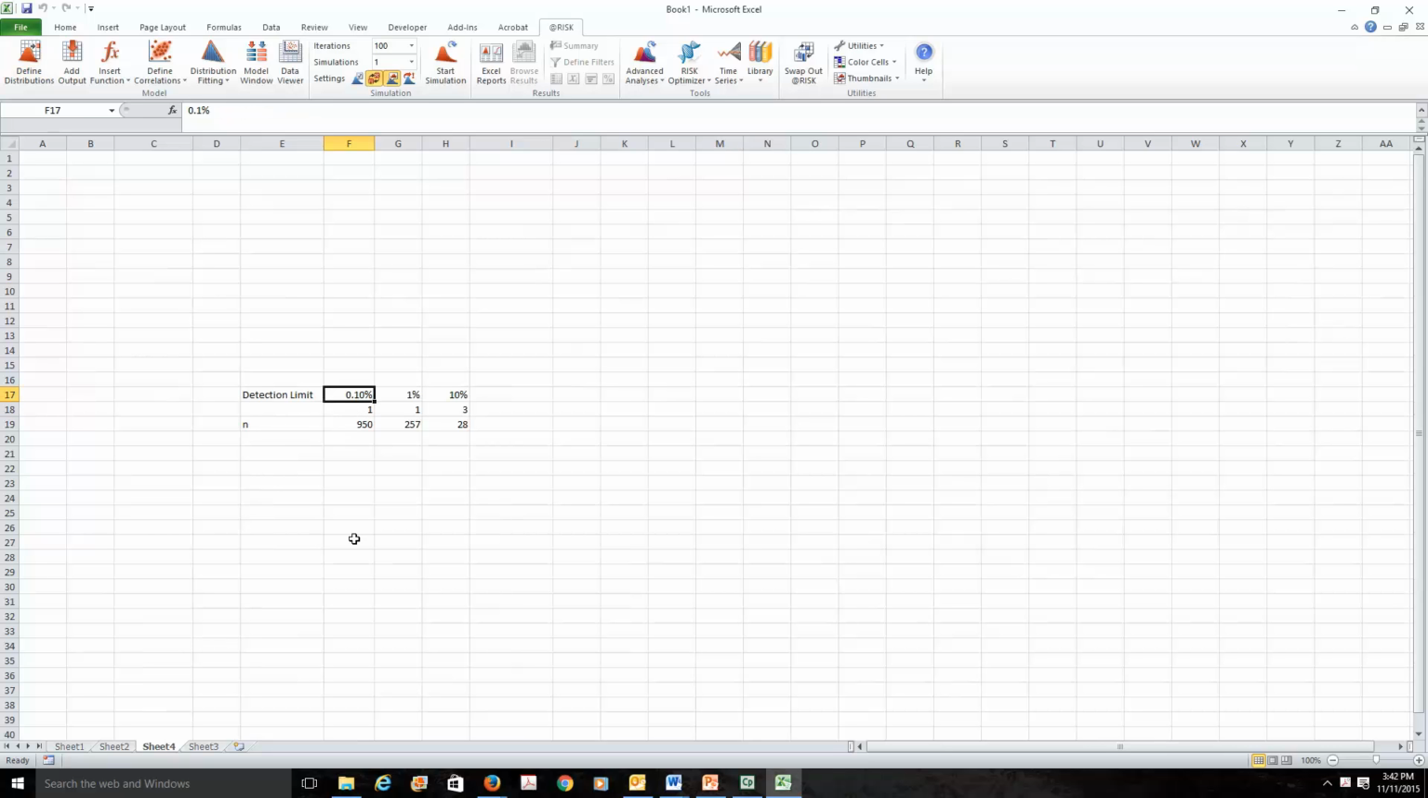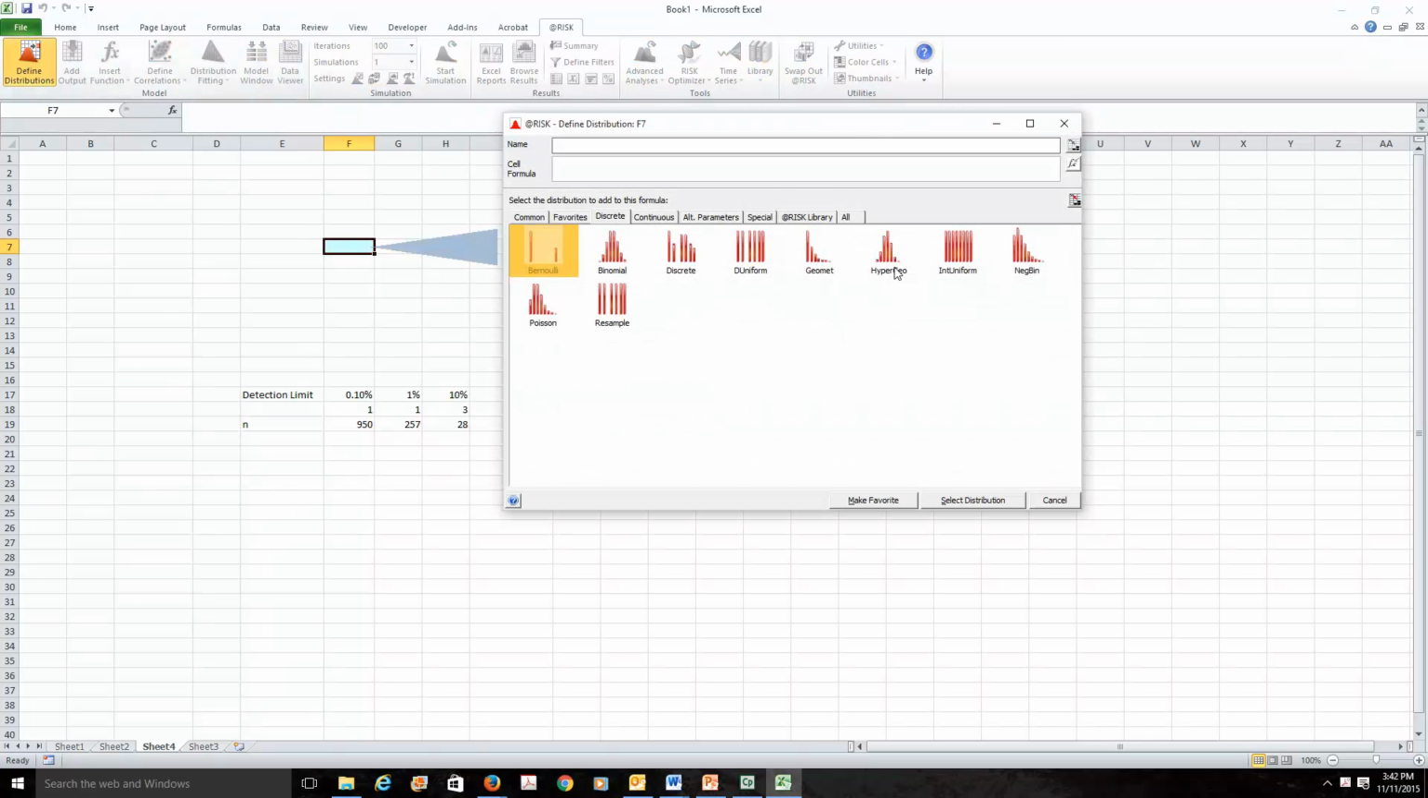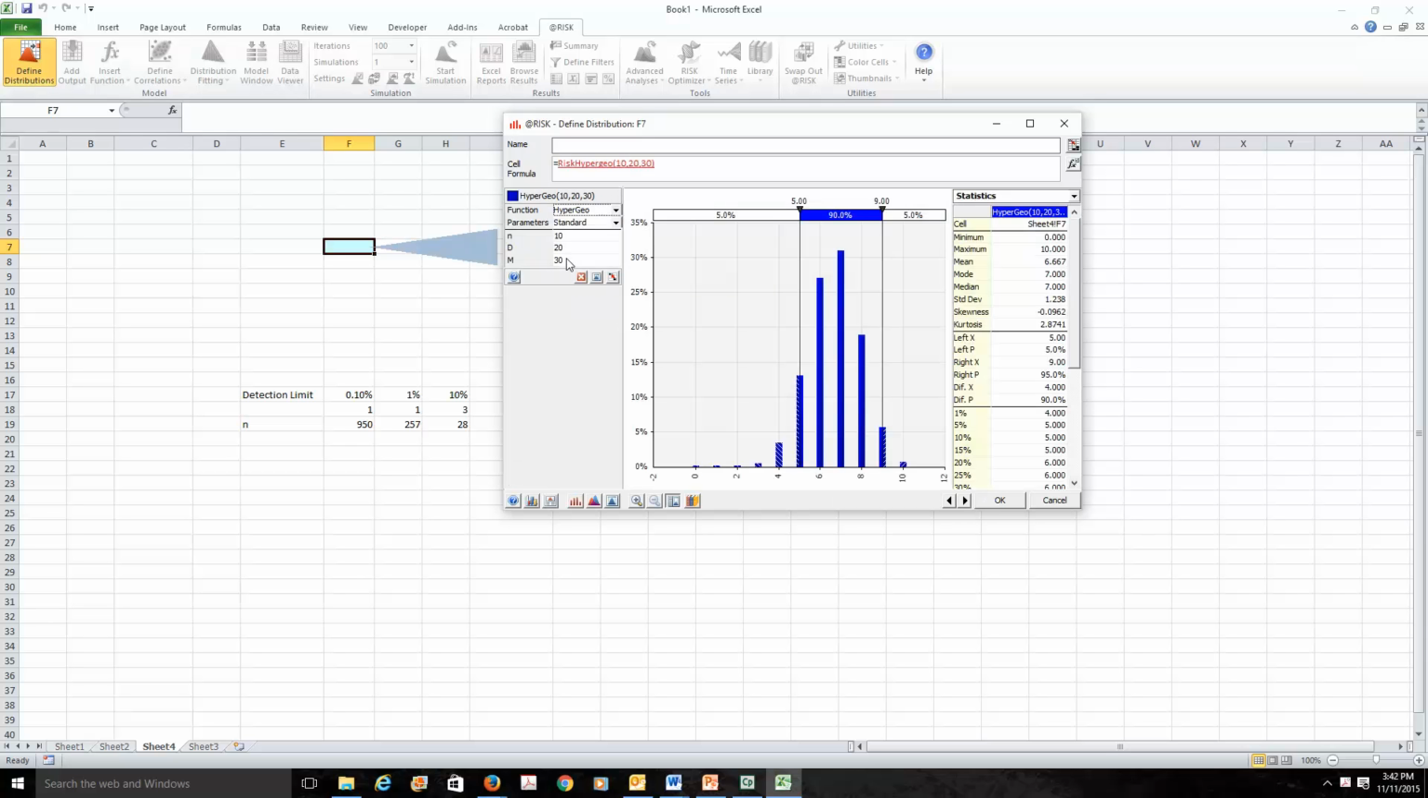Imagine that we have a detection limit of 0.1% and a lot size of 1,000. Then we're going to imagine a different detection limit, 1% for a lot size of 1,000, and a different detection limit of 10% for a lot size of 1,000. So let me show you how this might work before I show you the results. We're going to pull up a distribution. We're going to create a hypergeometric distribution. I'm going to put a population of 1,000 in here.